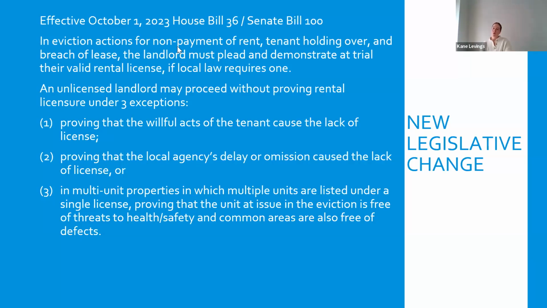So those are pretty big exceptions, but essentially all it's saying is that the landlord isn't the cause for the lack of license, but the landlord has the responsibility to prove that the tenant is the cause, or that the agency is a cause, or something along the lines of, again, the landlord wasn't the cause of the fact that there is no license, and that they've tried to get a license.